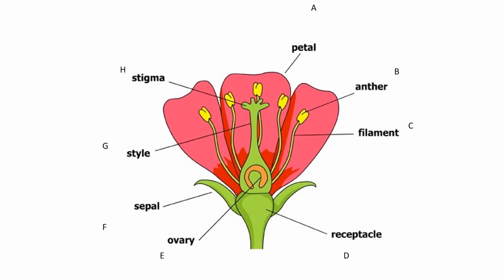And there they are. A is the petal, the outside of the flower. B is the anther. C is the filament. D was the receptacle. E was the ovary. F, sepal. G, the style. And H, the stigma.